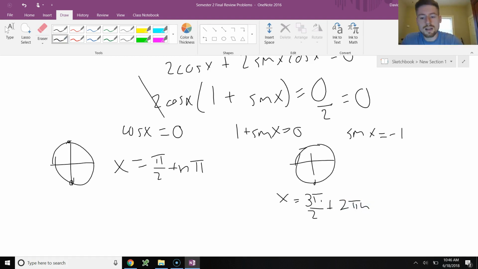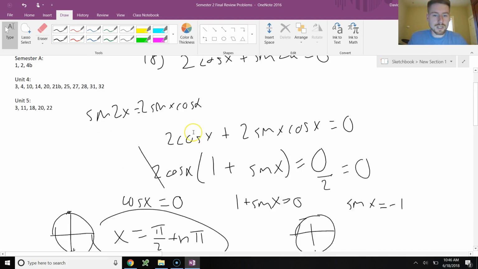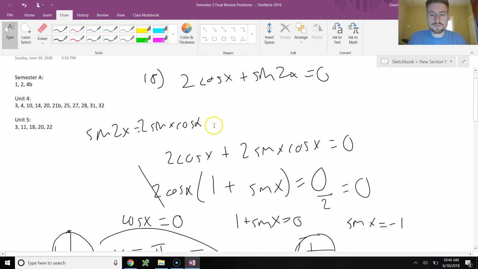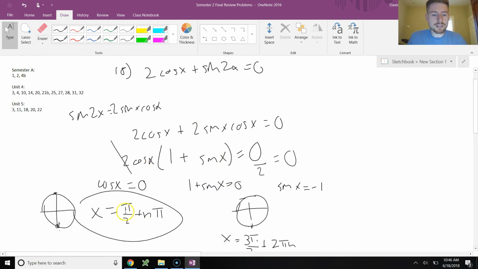And so if we look at this, this one is actually shown over here. That's one of our answers from the cosine x part. So it's really just this set of numbers: pi over 2, 3 pi over 2, 5 pi over 2, 7 pi over 2, 9 pi over 2. So all the odd multiples of pi over 2 would make that equation true. And to verify it, you can just plug these in, and you should get 0 as a result. Okay.